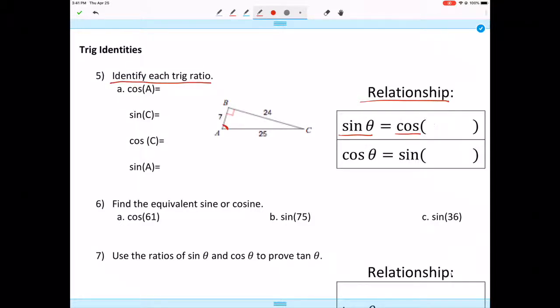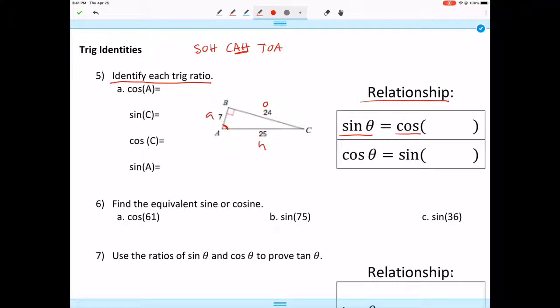So if we're using angle A, cosine A, let's label adjacent, opposite, and hypotenuse. Okay, cosine of A is adjacent over hypotenuse. That's for our TOA. Okay, so we'd use adjacent over hypotenuse, which is 7 over 24. Okay, while we're still using the same angle, let's use sine of A, which is opposite over hypotenuse. Okay, and then we'll just use a different angle, angle C, to do the other two.